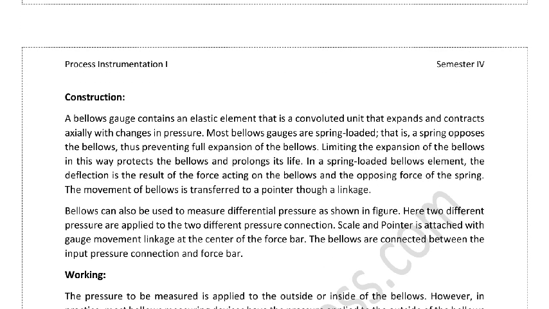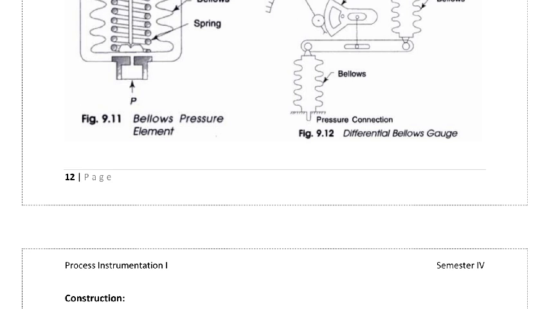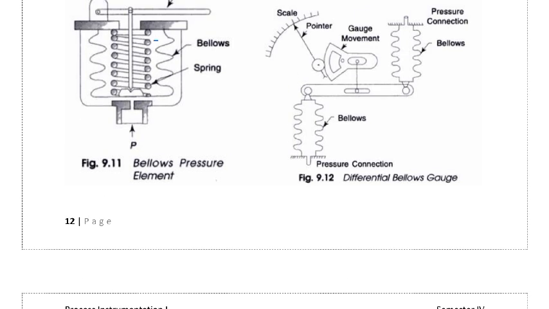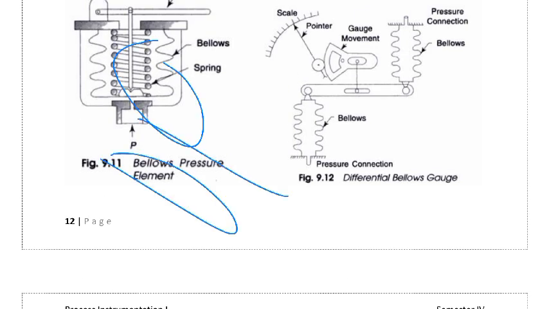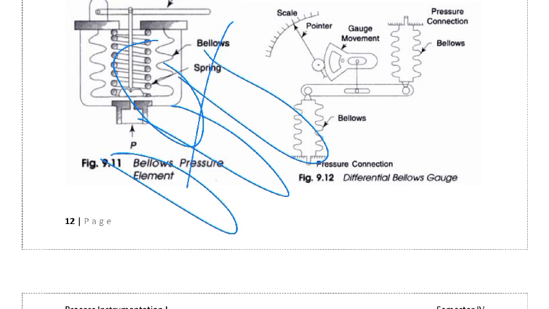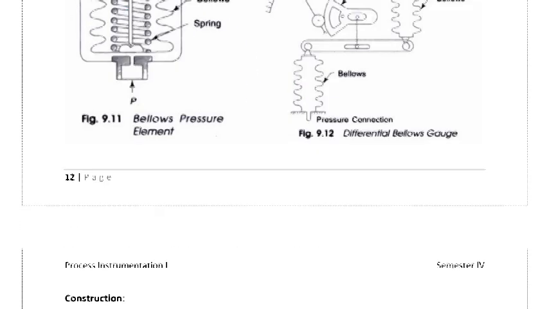In construction, the bellows gauge contains elastic elements that are convoluted or folded, in response to changes in pressure. Most bellows gauges are spring loaded. You can see the springs here, all loaded like this. Most types are spring loaded.